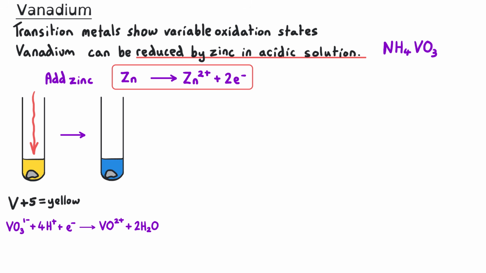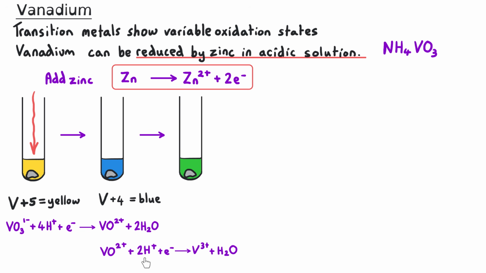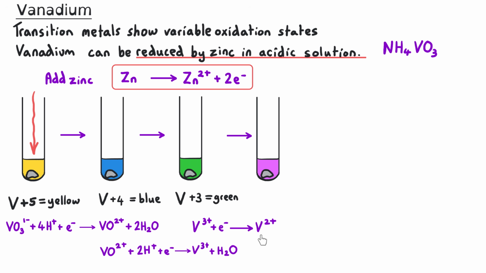But then it can gain electrons in acidic solution and become a blue solution of VO2+, which has vanadium in a +4 oxidation state. But actually it doesn't end there. This vanadium in the +4 oxidation state can gain more electrons in acidic solution and become vanadium +3, which is a green coloured solution. And then finally that vanadium +3 can gain a further electron and become vanadium with an oxidation state of +2, which is a violet coloured solution.